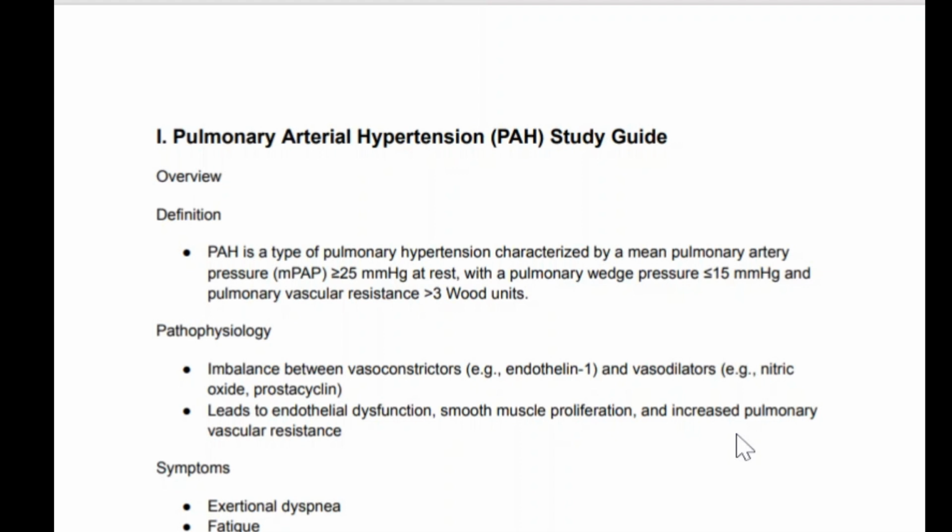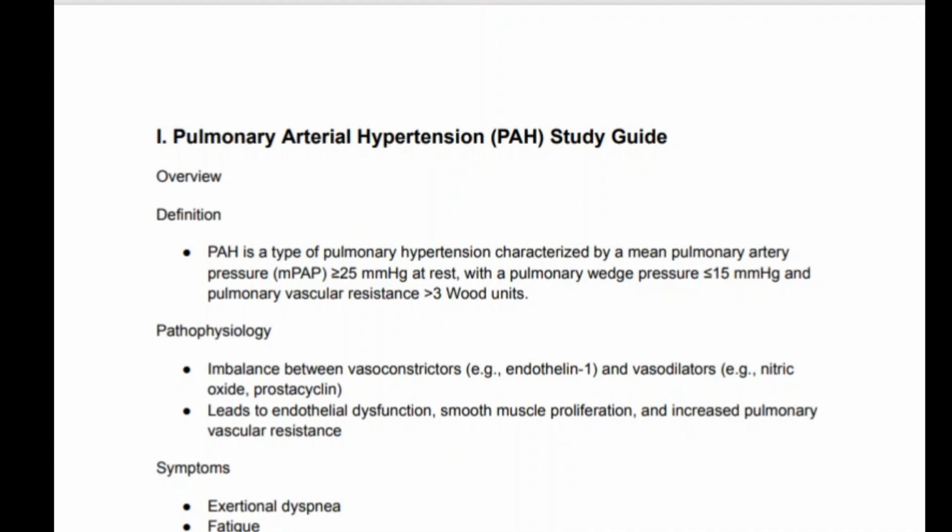Exactly. But remember, to officially diagnose PAH, we need specific numbers. Oh, you mean those key values like mean pulmonary artery pressure, pulmonary wedge pressure, and pulmonary vascular resistance? You got it. Can you tell me what those values need to be for a PAH diagnosis? Okay, so the mean pulmonary artery pressure has to be at least 25 millimeters of mercury at rest. Then the pulmonary wedge pressure should be 15 millimeters of mercury or less. And lastly, pulmonary vascular resistance needs to be greater than 3 Wood units.